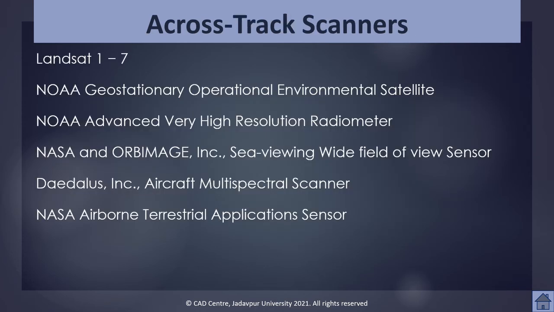Okay, so next is, before going to the next scanning technique, several remarkable series of satellites are there. For example, Landsat 1 to 7, Landsat 1, 2, 3, 4, 5, 6, 7, all are based on across track scanners. But now we have the Landsat 8 and Landsat 9. These two are using the push broom technique, or the technique I am going to discuss later. Then several other series are also there.